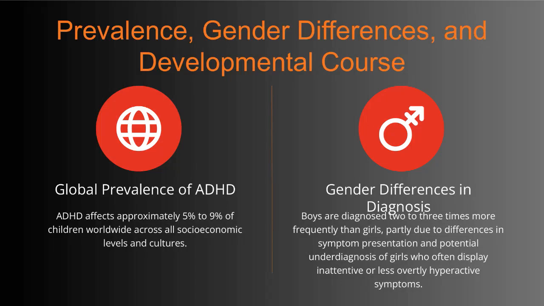ADHD is a condition that impacts children across the globe, affecting about 5 to 9% regardless of their socioeconomic status or cultural background. One important aspect to note is the difference in diagnosis rates between boys and girls. Boys are diagnosed with ADHD 2 to 3 times more often than girls. This discrepancy can be partly explained by how symptoms manifest differently. Boys tend to show more hyperactive or impulsive behaviors, which are more noticeable. In contrast, girls often exhibit inattentive symptoms that are less obvious, leading to potential underdiagnosis. Understanding these differences is crucial for accurate identification and support for all children with ADHD.